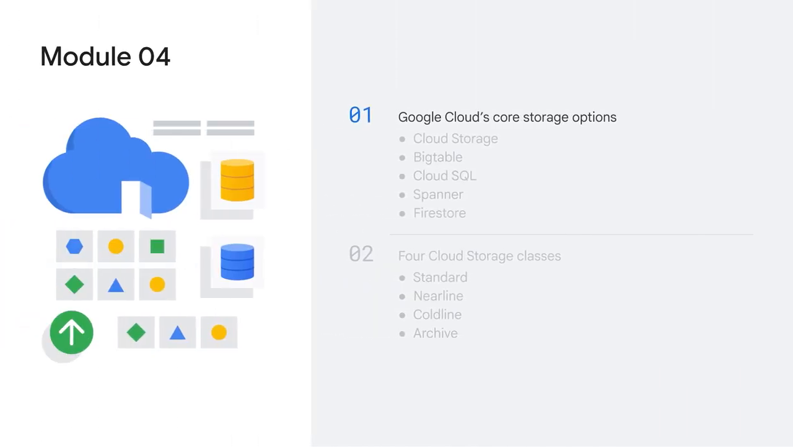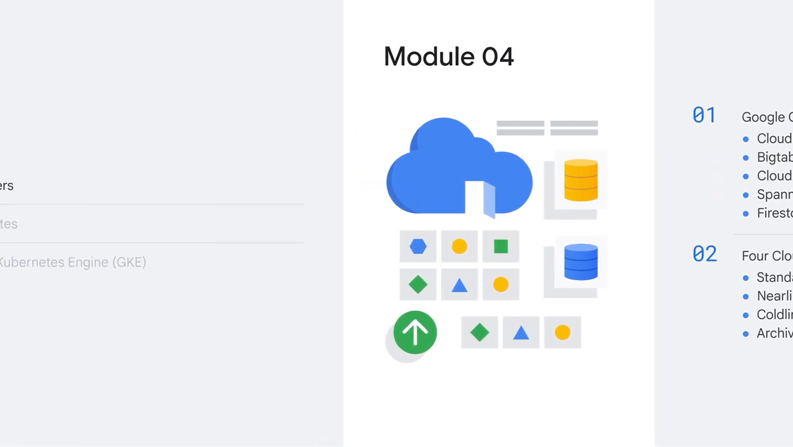In Module 4, you explored Google Cloud's 5 core storage options: Cloud Storage, Bigtable, Cloud SQL, Spanner, and Firestore. You also examined the 4 storage classes that make up Cloud Storage: standard storage, which is used for frequently accessed hot data, nearline storage and coldline storage, which are used for less frequently accessed cool data, and archive storage.